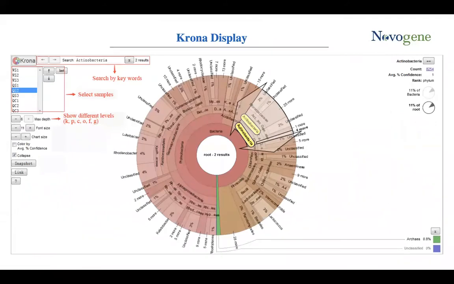Well, Krona display is an interactive metagenomic visualization in the web browser. And Krona visually displays the analysis results of taxonomic annotation. Circles from inside to outside stand for different taxonomic ranks, and the area of sectors means the respective proportion of different OTU annotation results.